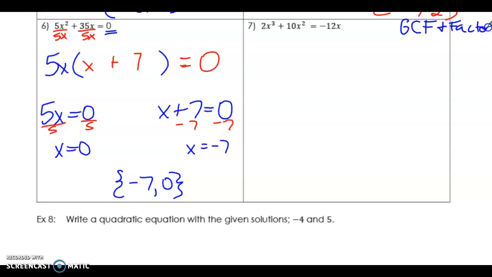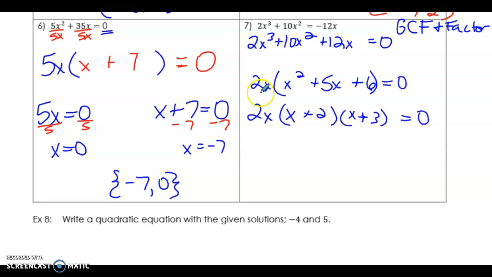So first set equal to 0. What's the greatest common factor? See if you can come up with it. All right, so we could take a 2x out. If we did that, we would be left with x squared plus 5x plus 6. So then we can factor that further, break it up in x, and then we want it to multiply to be 6 and add to be 5. So x plus 2, x plus 3.